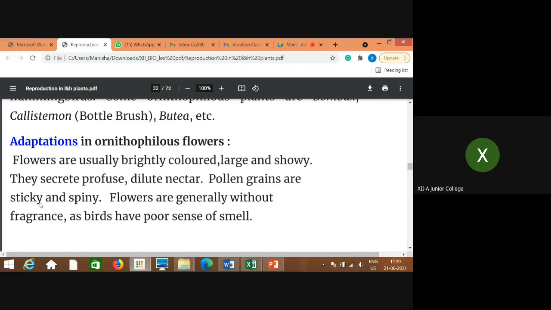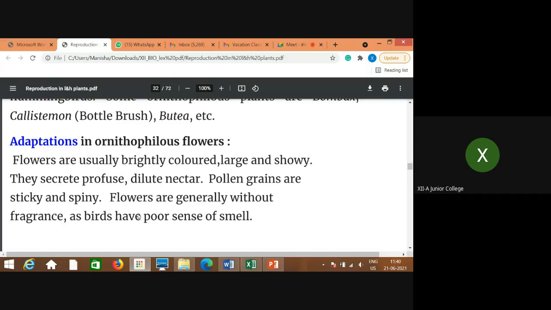So when the beak reaches the base of the nectary gland, the pollen grains fall on the body, and the beak also gets surrounded, or the pollen grains stick to the beak of the birds. And when the same bird visits another flower, these pollen grains are automatically received by the other flower. In this way it favors cross pollination by the agency of birds.